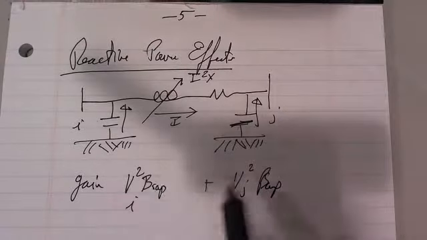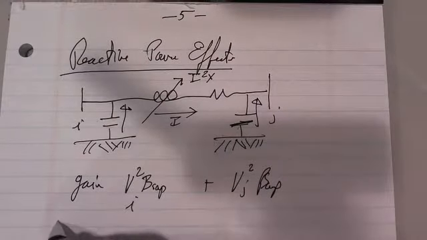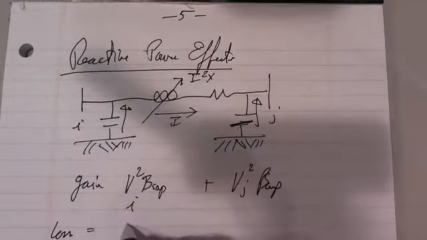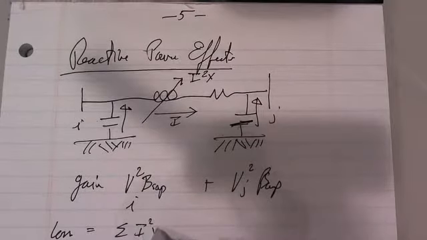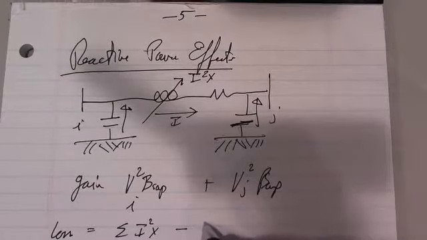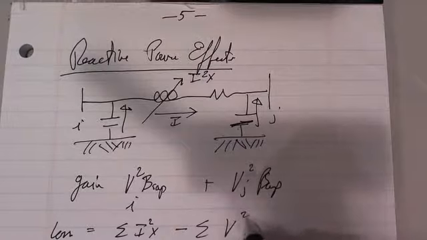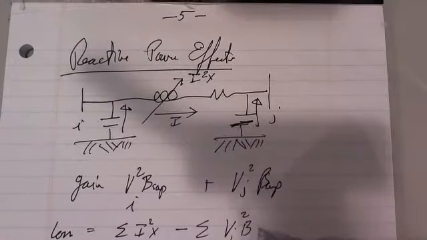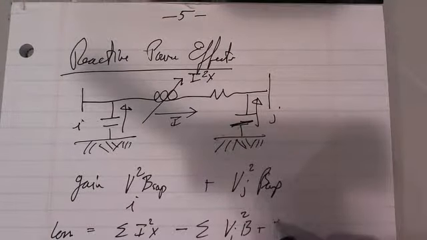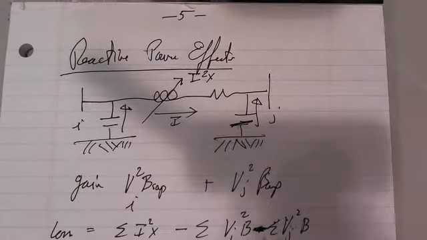So the total loss is equal to the sum of the I squared X on the system, minus the sum of the V squared B at I, plus the sum, let me put a minus sign there, V squared J with a B.